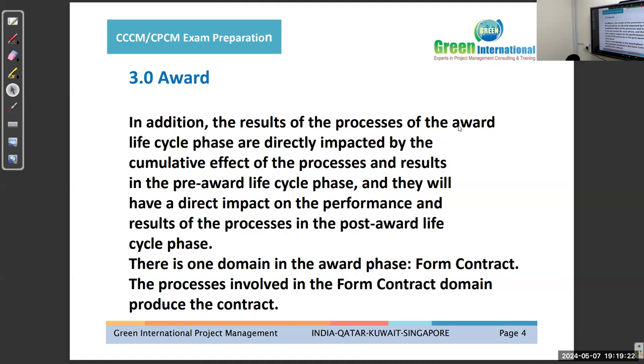This is one domain in the award phase: form contract. The processes involved in the form contract domain produce the contract. So the domain in this award phase is form contract, and the outcome of all our processes will be the contract and the selected source. For sure, the source which is selected is the one to which the contract will be awarded.